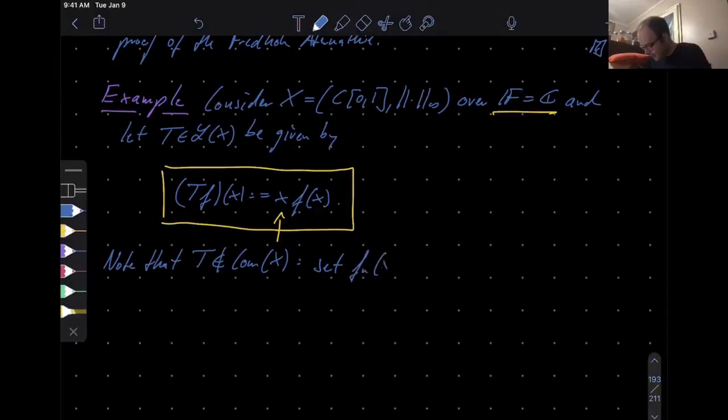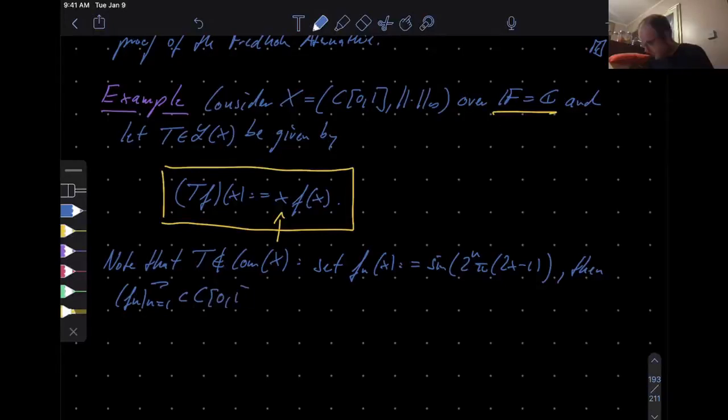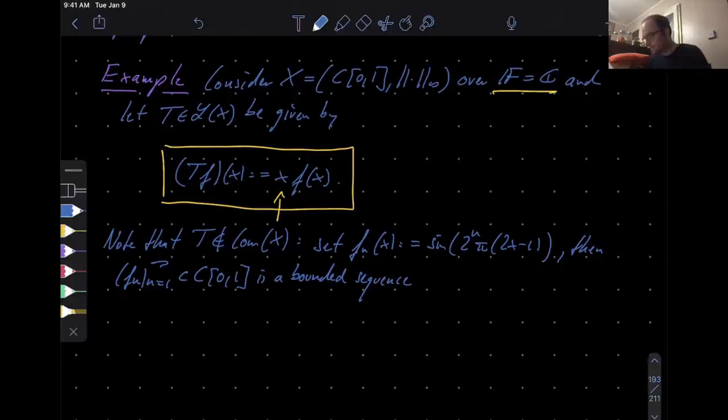So here's f_n of x. That's a sequence of functions, going to be oscillatory, sine of 2n pi (2x minus 1). That's obviously a continuous function. So the sequence formed out of all the f_n's is going to be a sequence in my space C[0,1]. It is a bounded sequence because the trigonometric functions, their absolute value, is bounded above by 1.